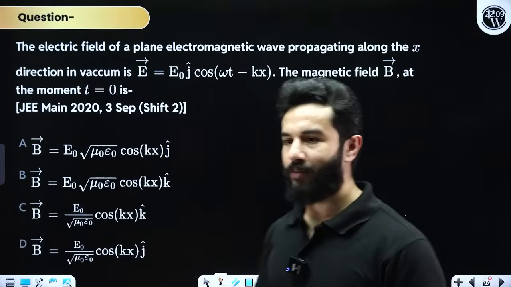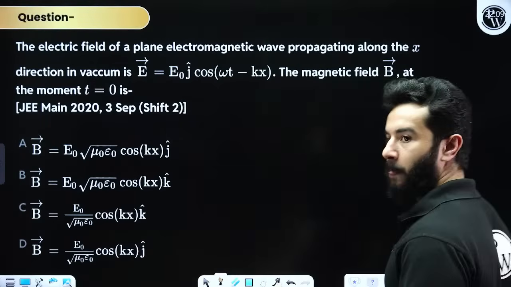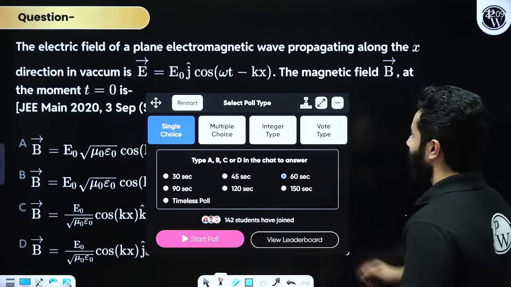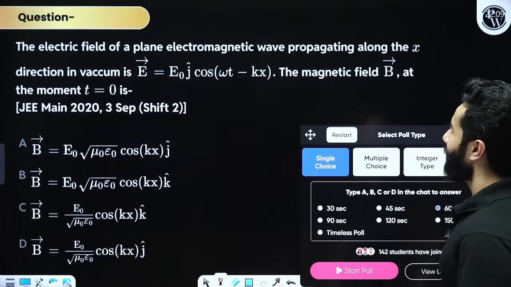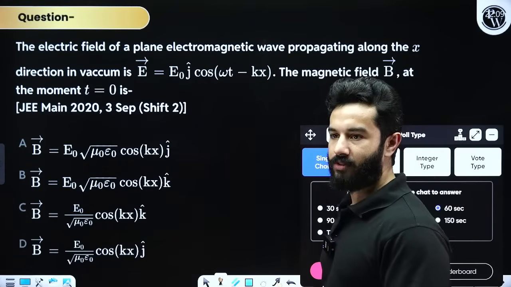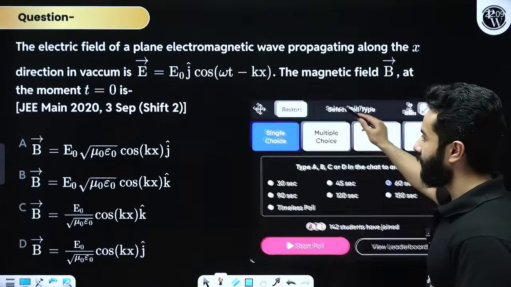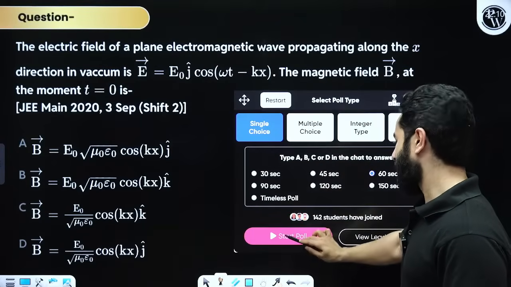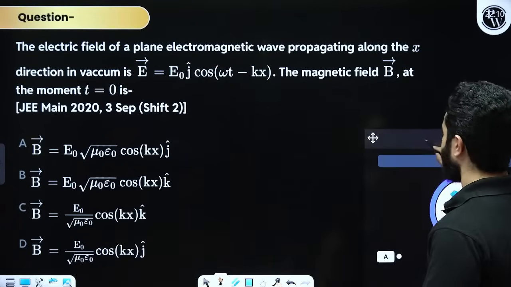This is from JEE Mains 2020. You have to find out the magnetic field if electric field is given. 60 seconds is, I think, fine time.